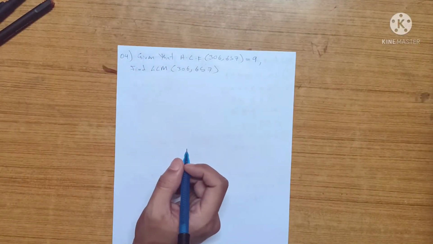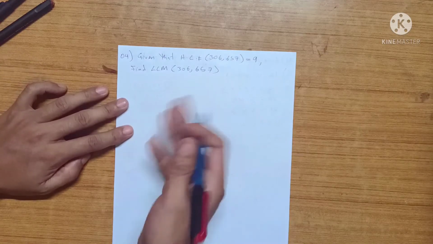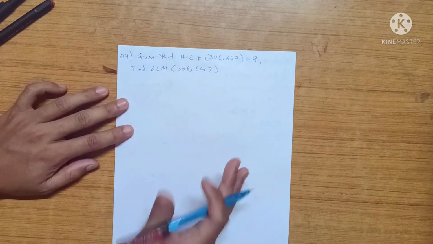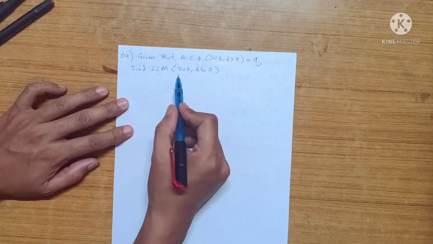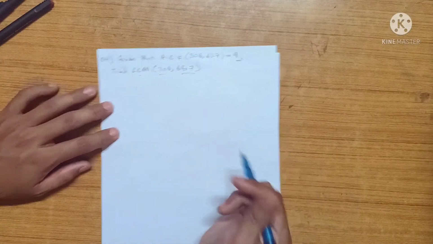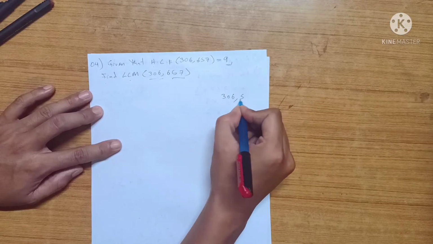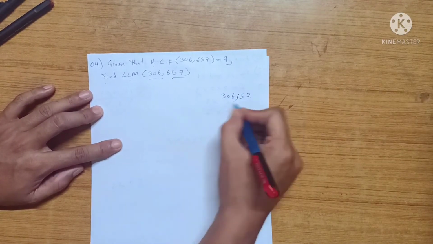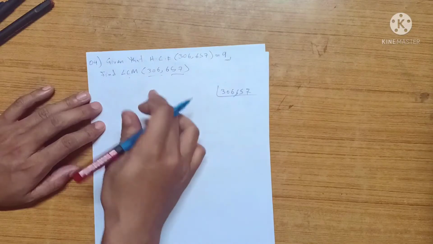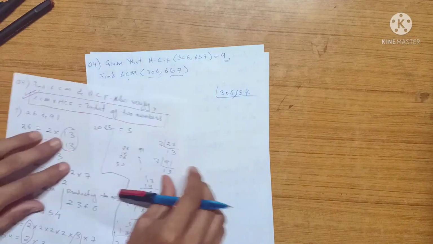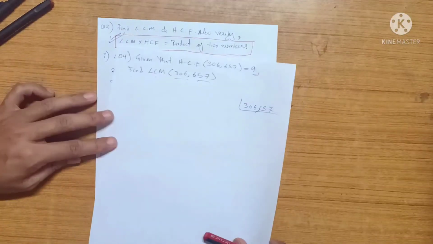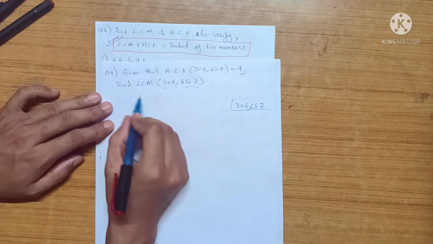Question 4, given that HCF equals 9, LCM 306. See, this is a poorly made question. Okay, it's in the textbook, yeah I know, but it was a find the LCM question of these two numbers. You can literally use the LCM method: 306, 657, and then you do the LCM method. But they actually wanted you to use the other formula, the product of the two numbers equals LCM times HCF. Okay, so let's just use it.